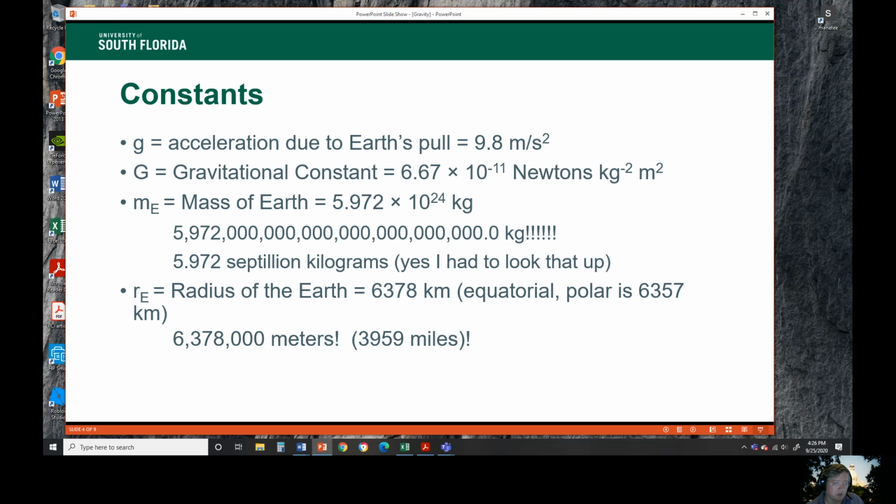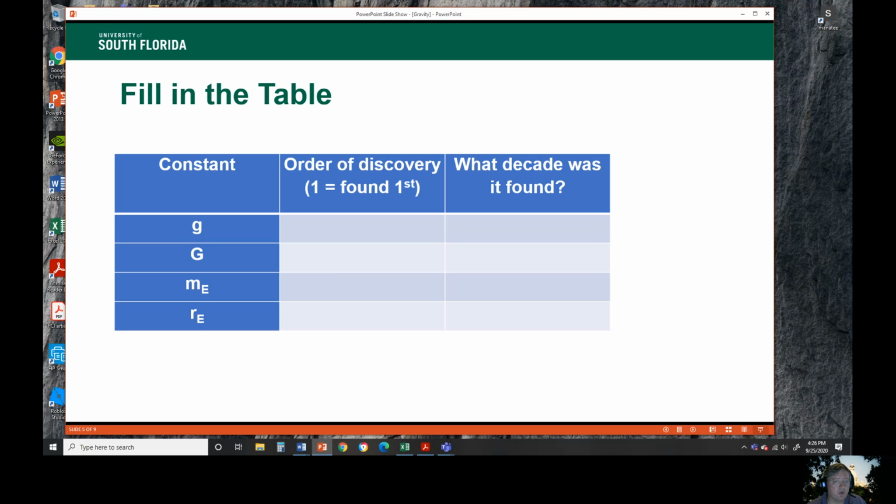What I want you to do is rank them. Which one was found first? Which one was found second? Which one was found third? Which one was found fourth? So if you think the mass of the Earth was the first thing we knew out of these 4 things, that would be a 1. If you think the acceleration due to Earth's pull, in this table, little g, you would put a 1 there.